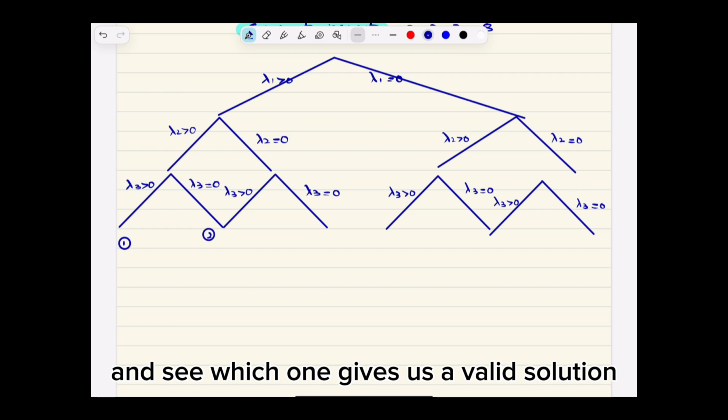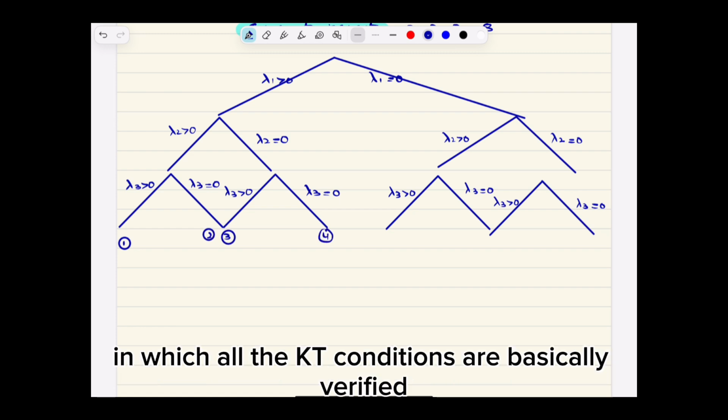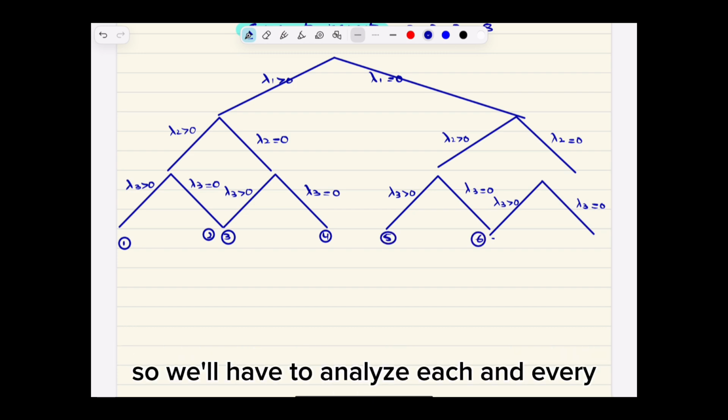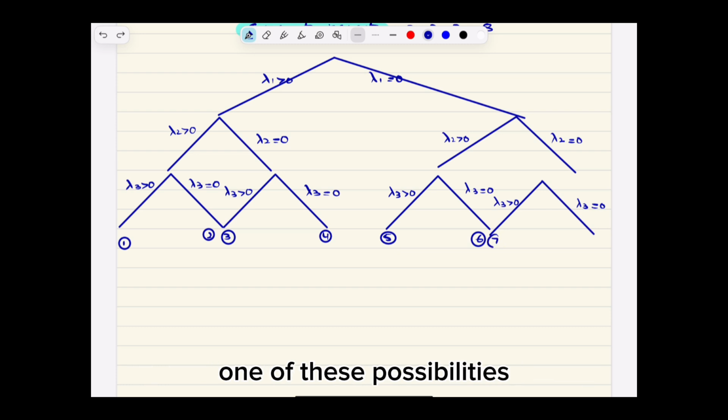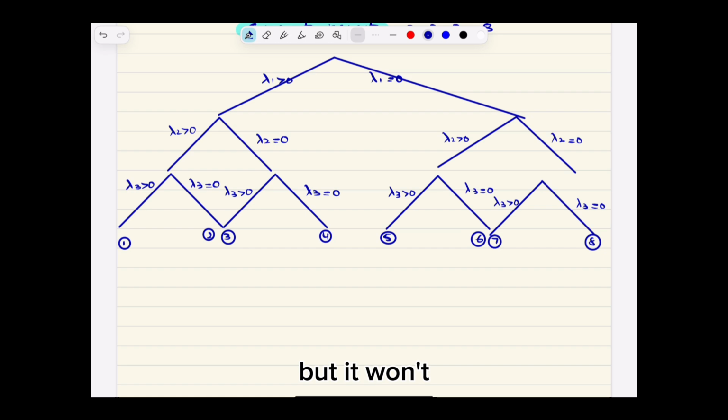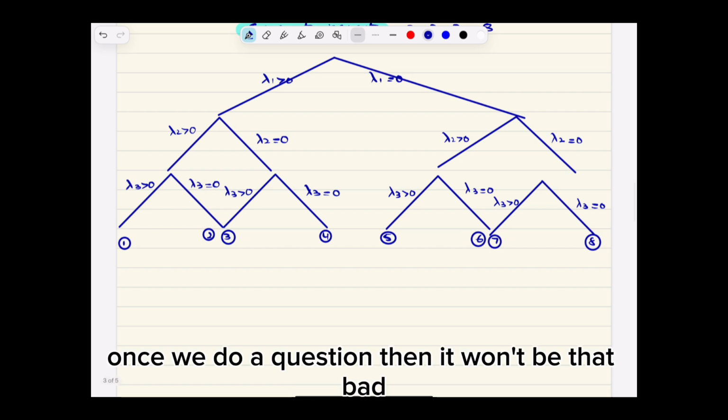and we have to basically analyze each one of them and see which one gives us a valid solution in which all the KT conditions are verified, not violated. So we'll have to analyze each and every one of these possibilities. I know this sounds a bit overwhelming, but it won't. Once we do a question, then it won't be that bad.